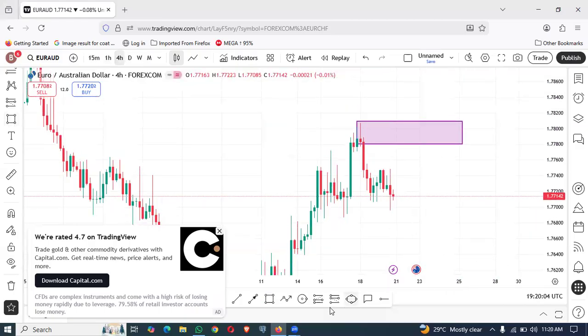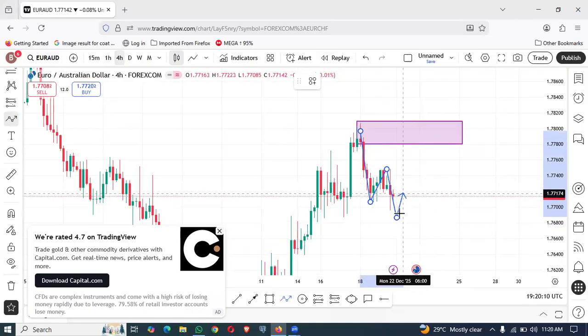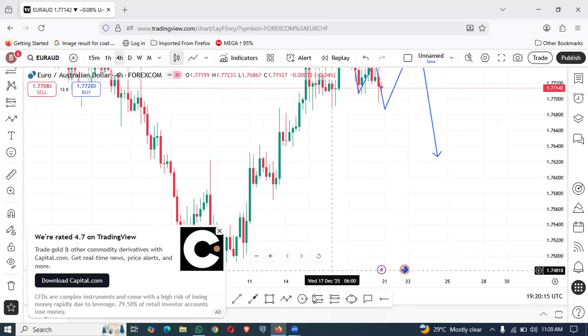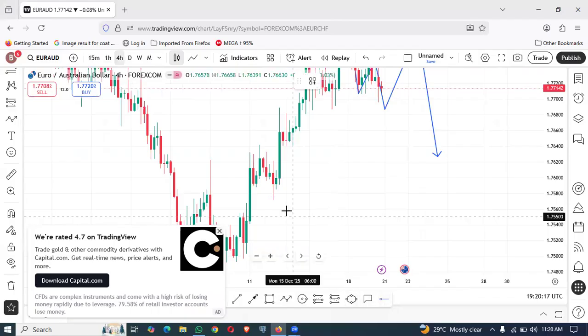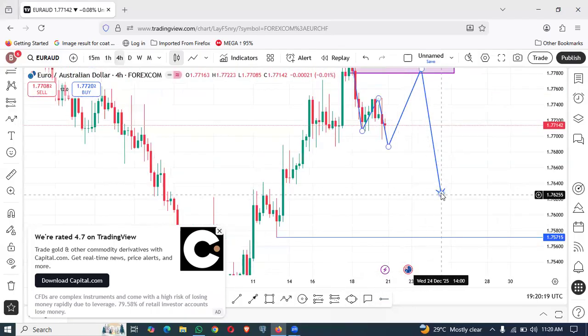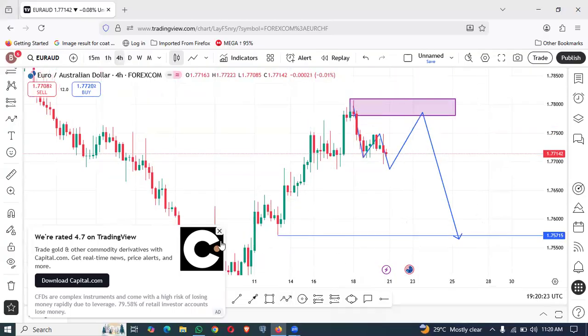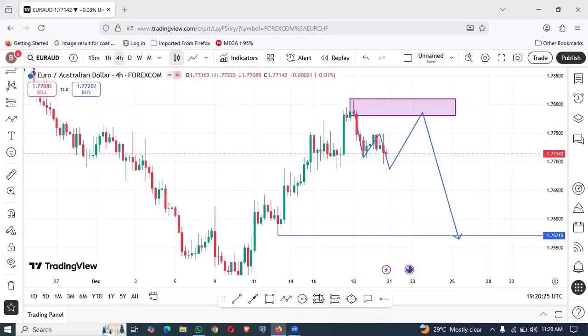Do we get push, correction, impulse? So we anticipate the market will come back here. We go short and maybe target these lows. I always told us to take 1 to 4, 1 to 5 and leave.